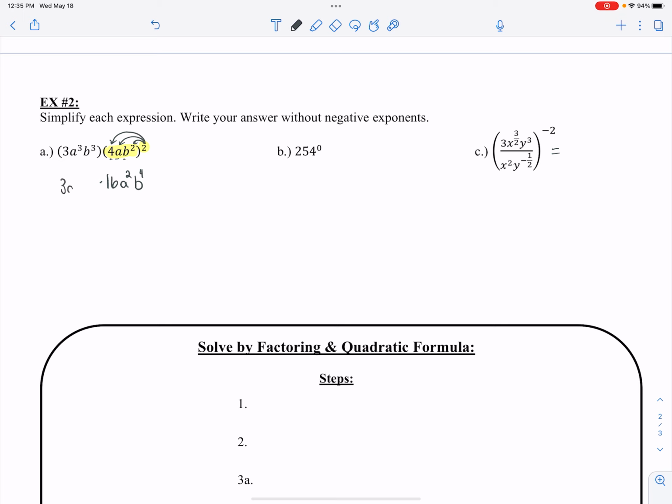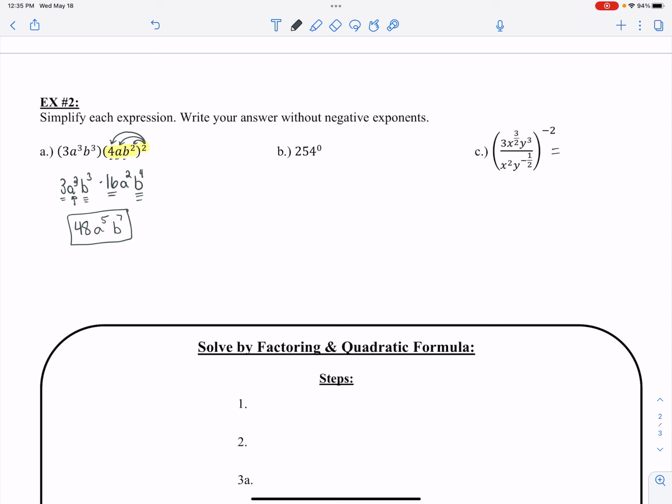Now I can multiply and combine all my like bases. It's just multiplication, right? I can reorder this however I want. 3 times 16 is multiplying. I've got an a cubed, basically 3 a's there and 2 a's in another part of it. Altogether that would be a to the 5th, and then I've got b cubed times b to the 4th power, which gives me b to the 7th.